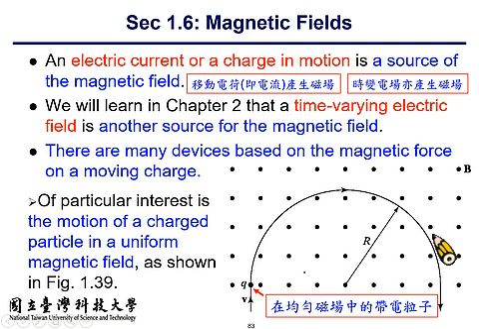If you are looking at this position, the direction of magnetic force is pointing down. If you are looking at this direction, the magnetic force is pointing to the left. So it's always perpendicular to the direction of movement of these charged particles. So it will only change the direction of the moving particle, but not change the magnitude of the velocity.